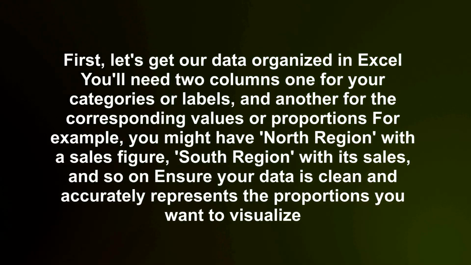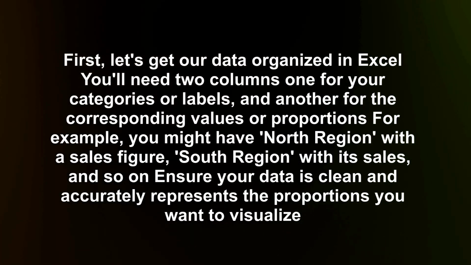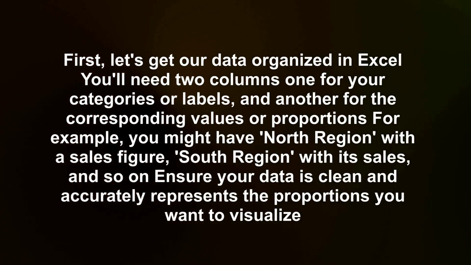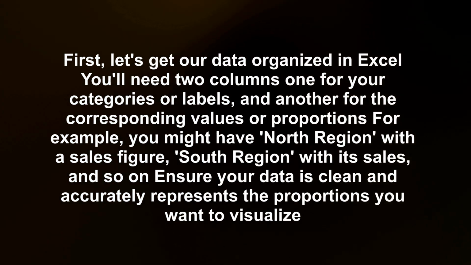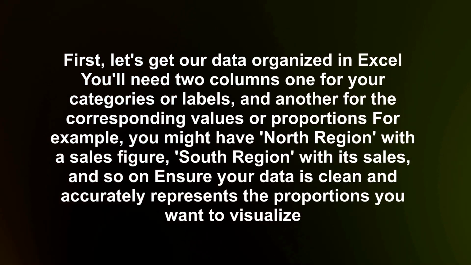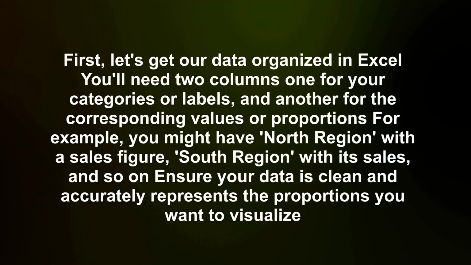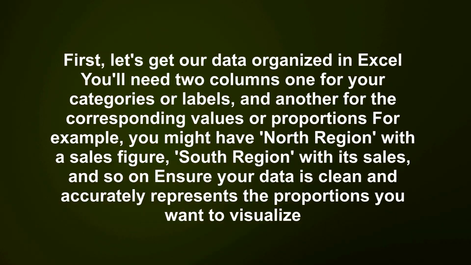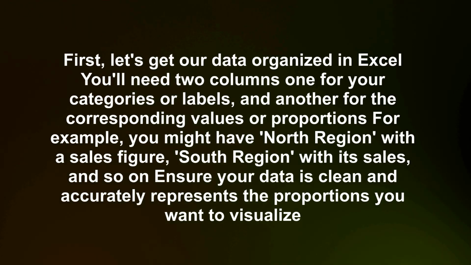You'll need two columns, one for your categories or labels, and another for the corresponding values or proportions. For example, you might have North region with a sales figure, South region with its sales, and so on. Ensure your data is clean and accurately represents the proportions you want to visualize.